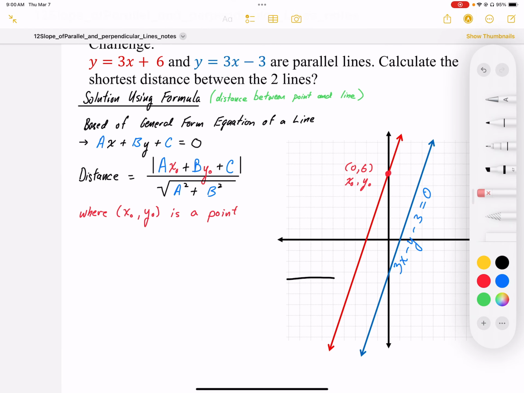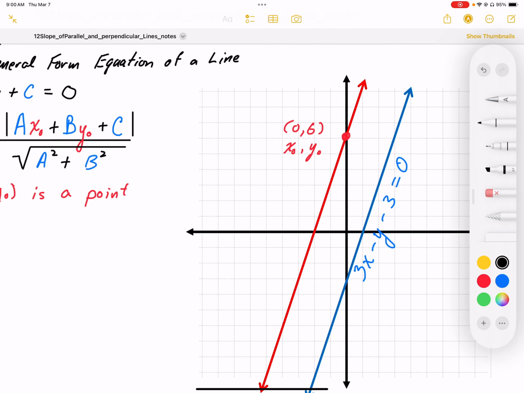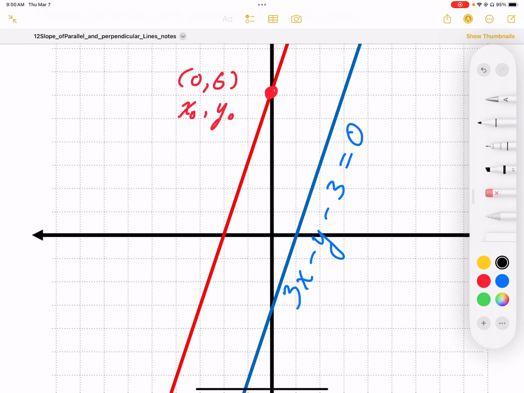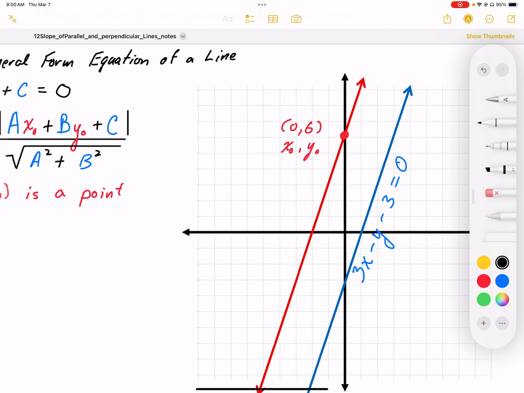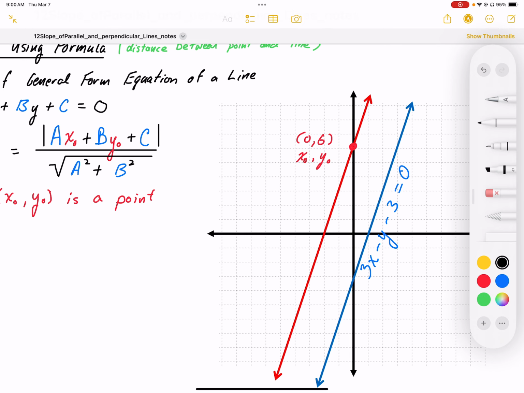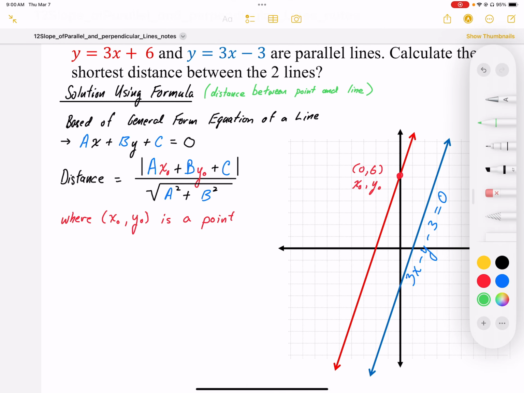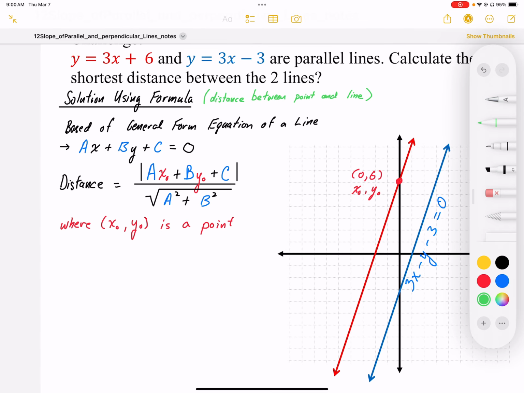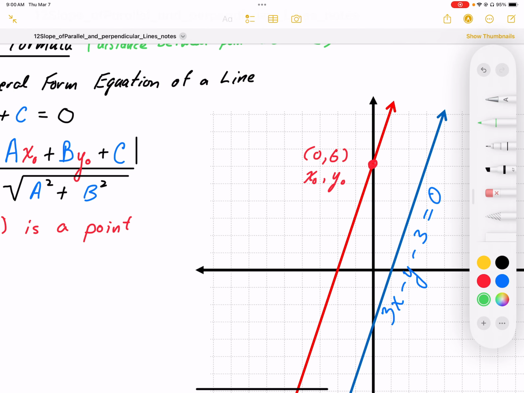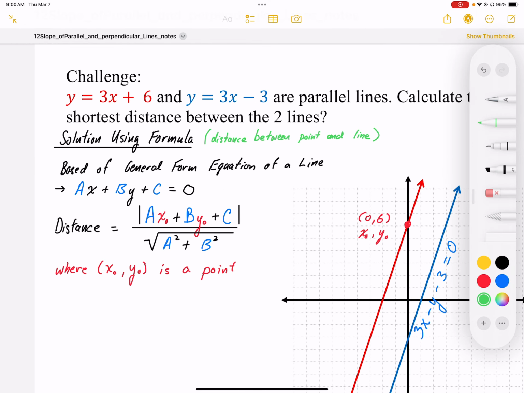The way we're going to set it up in this problem is that we make the blue line the equation of the line we're going to use, and we choose a point on the red line, and find the distance from that point to the blue line, the shortest distance. We're going to choose the y-intercept on the red line because it is really easy to find, since it's right in the equation.